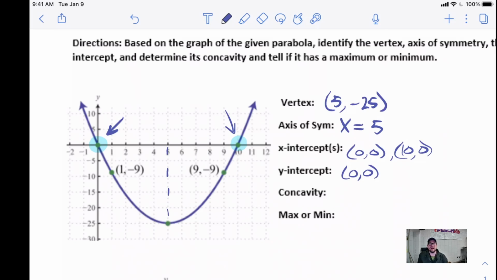Now, concavity is kind of a new topic for us, but it's pretty basic, right? It's does the parabola open upwards or does it open downwards? Since the opening for this one is at the top, we're going to say that our concavity is up.